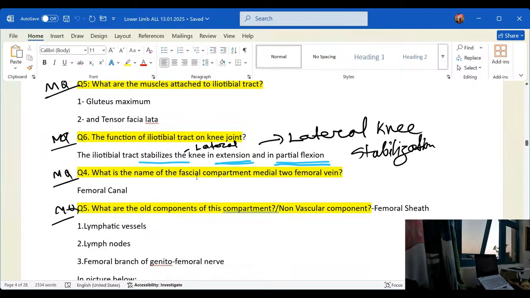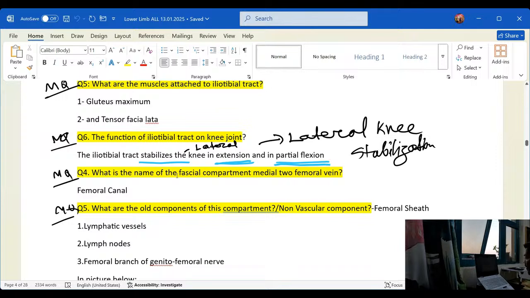What muscles are attached to the iliotibial tract? Gluteus maximus and tensor fascia lata. Function of the iliotibial tract: stabilization of the knee joint in extension and partial flexion.